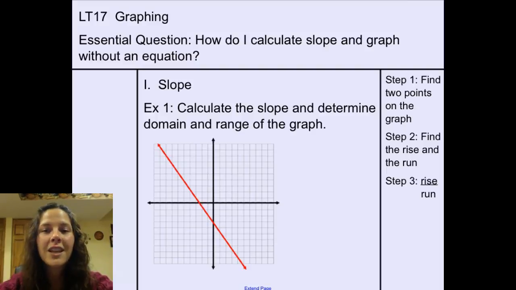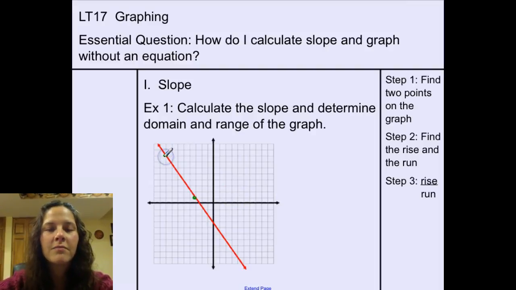Our essential question today: how do we calculate slope and how do we graph without an equation? So first of all, looking at example 1, calculating the slope, and then we'll determine domain and range. We're going to revisit those concepts as well. When you're trying to determine slope from a graph, you want to look for where the graph crosses a nice coordinate. So I see one here at -3, 1, and then I see another one way up here. So we're going to count the rise and the run between those 2 points.